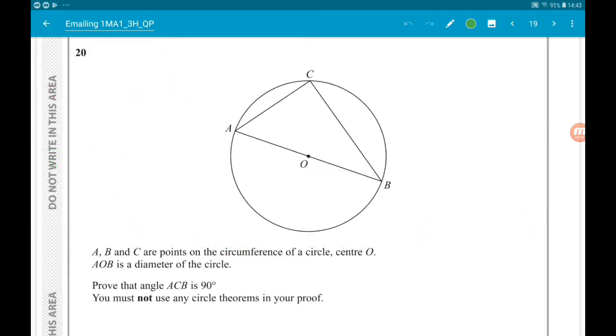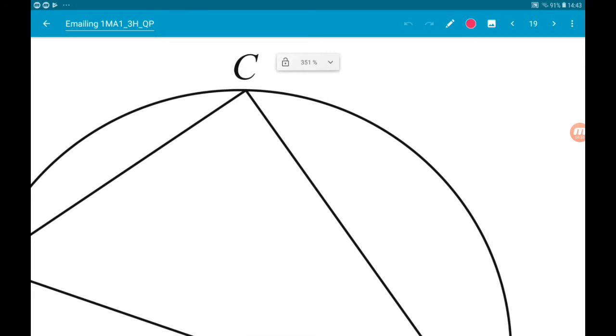Okay, number 20, we are proving a circle theorem, so I've got a whole playlist on all of these, it's down below. So A, B and C are points on the circumference of a circle, centre O. AOB is the diameter of the circle. We want to prove that angle ACB is 90 degrees. You must not use any circle theorems in your proof. Okay, so the angle then that we want to find is this one here.